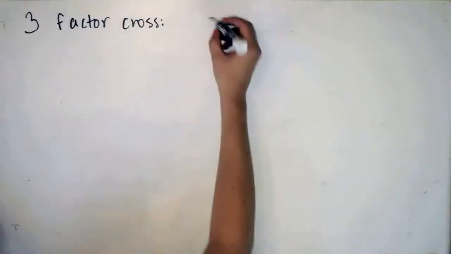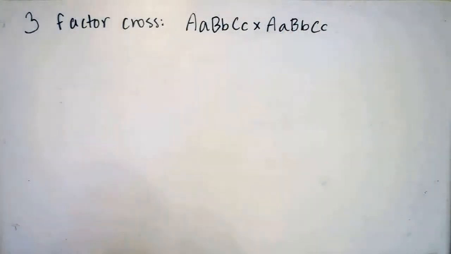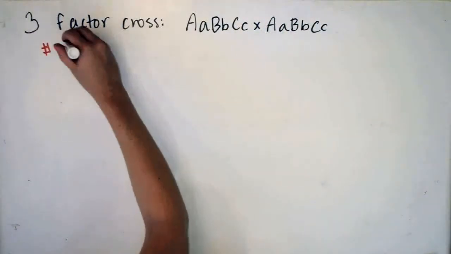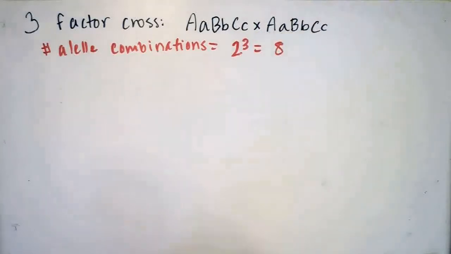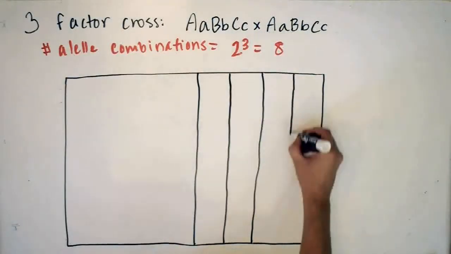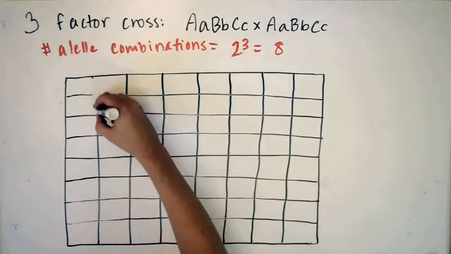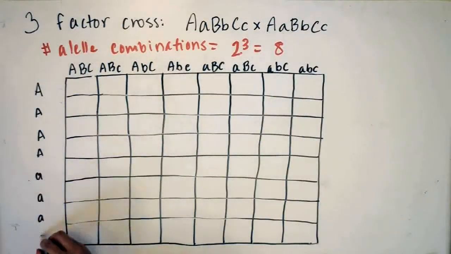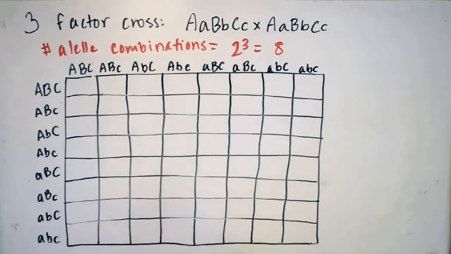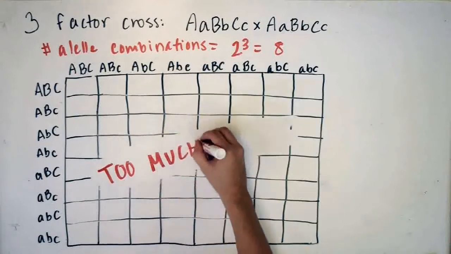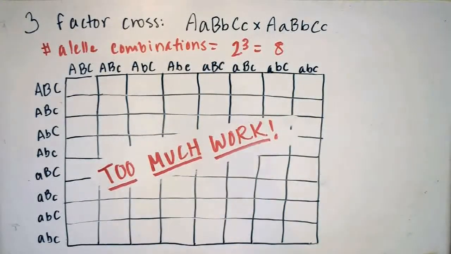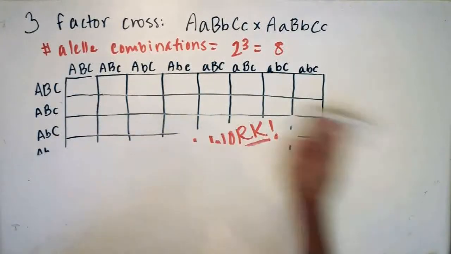Now let's look at a 3-factor heterozygous cross. Here, we would have 2 to the 3 allele combinations, or 8 allele combinations. I'll construct an 8x8 table and add the possible paternal and maternal allele combinations along the side. And now to start adding the results. But I'm just kidding, this is way too much work. Luckily, other methods can be used to calculate and diagram Mendelian probabilities.